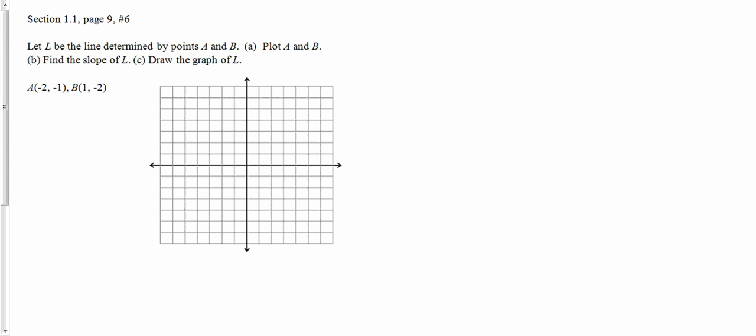All right, so we're going to do section 1.1, page 9, number 6, which reads: let L be the line determined by the points A and B. Plot A and B. Find the slope of line L, and then draw the graph of line L.